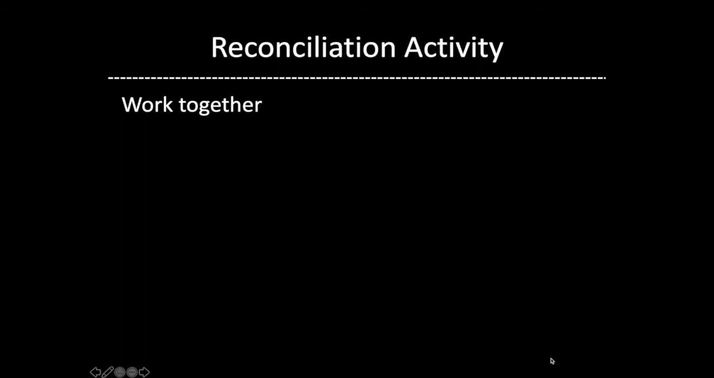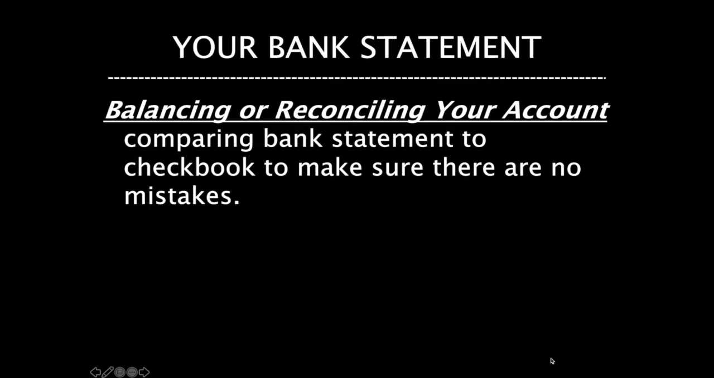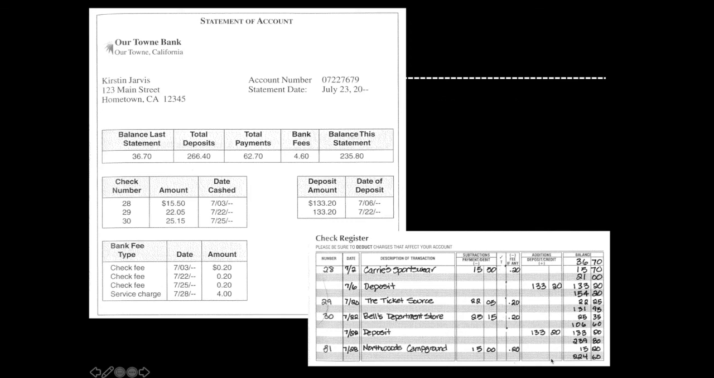So make sure you find that sheet in your notes. This is the bank statement that we have received, and we've covered the information that is on this bank statement already. We will use this to balance or reconcile our account. What we do here is compare the bank statement to our checkbook register, and we're going to make sure that there are no mistakes in there. Confirm transactions. We are going to check off in the register each transaction, and we're going to look for outstanding checks and deposits. So we have our two items that we need, the bank statement and our checkbook register.